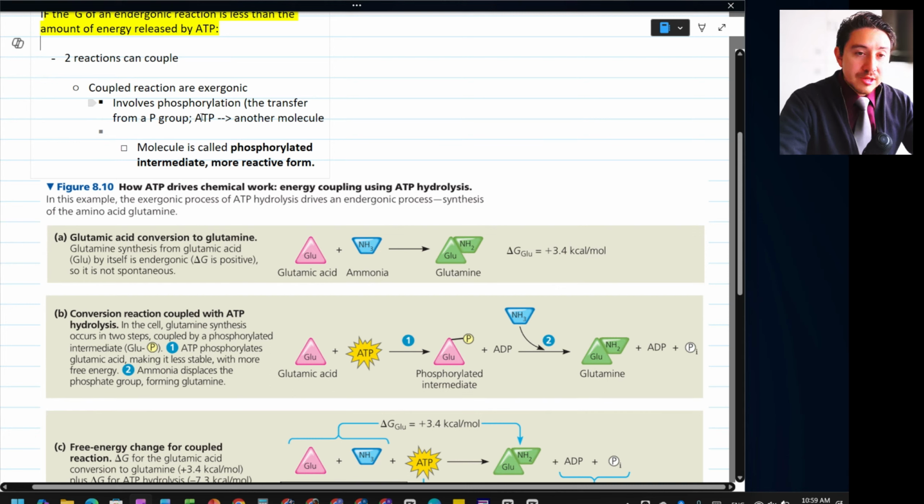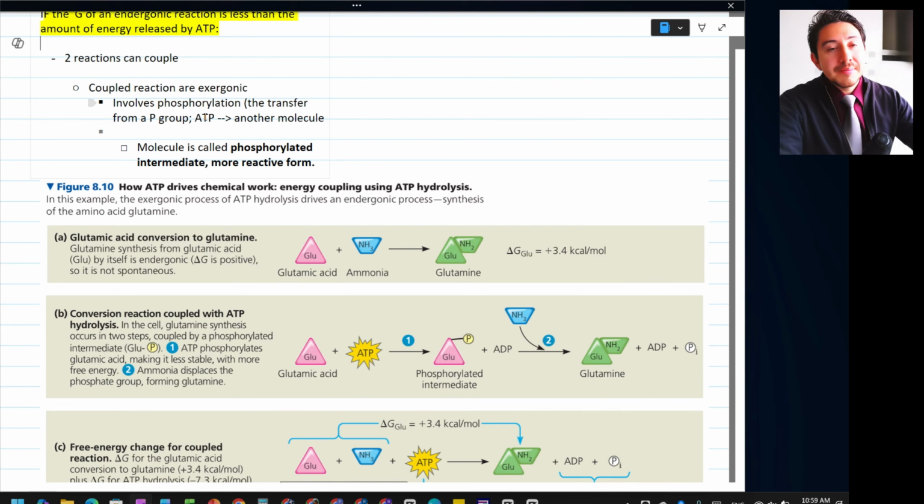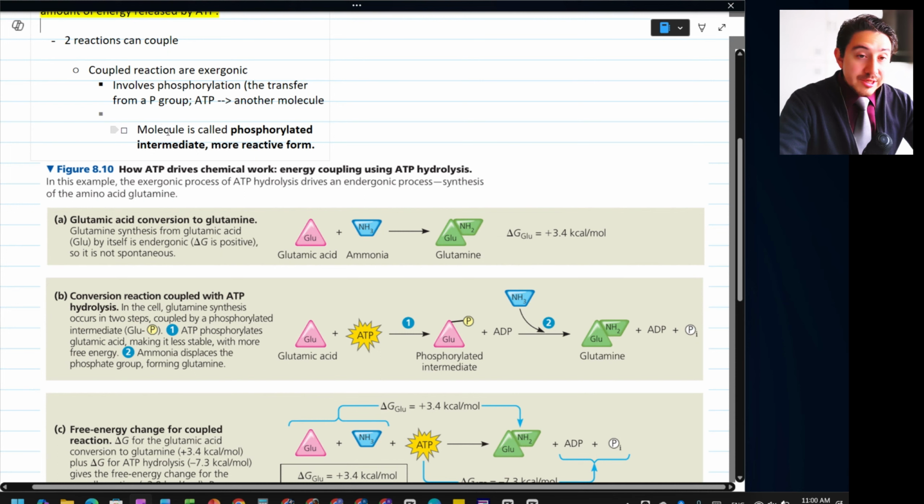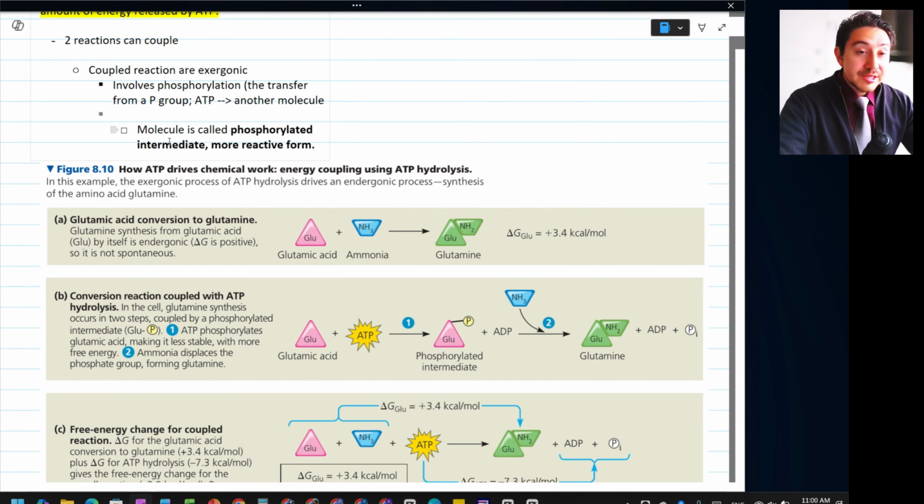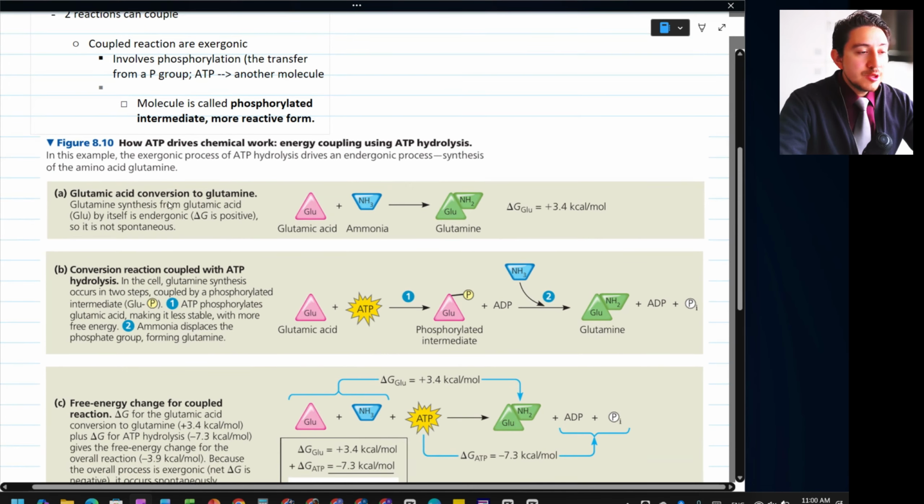So what is phosphorylation? It's whenever there's a transfer of a phosphate group from ATP to another molecule. So that third phosphate will become attached to that X molecule they want to take a look at. And you would say, my apologies for the bell, you would say that the molecule has become phosphorylated and it's in an intermediate form. It's a more reactive, unstable form. It's a phosphorylated intermediate.